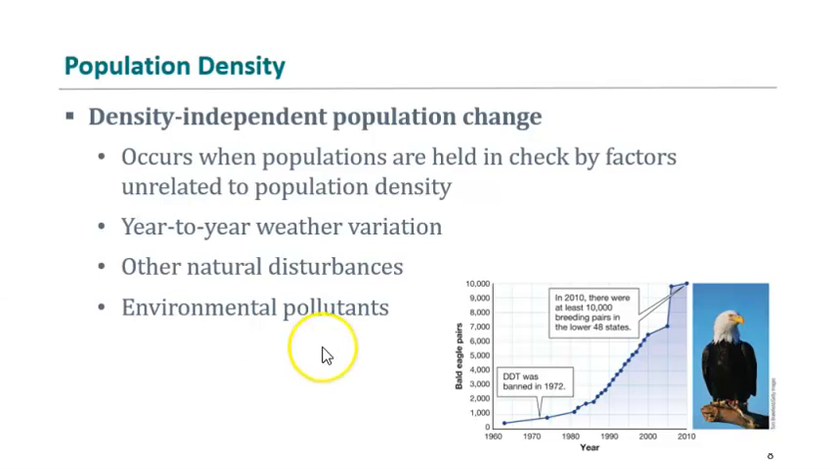So density independent factors are typically abiotic factors, such as weather or natural disasters. They reduce the size of the population, but it's not related to the density of the population.